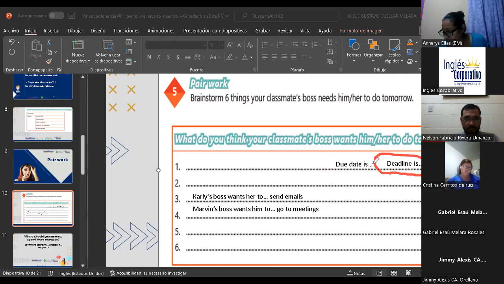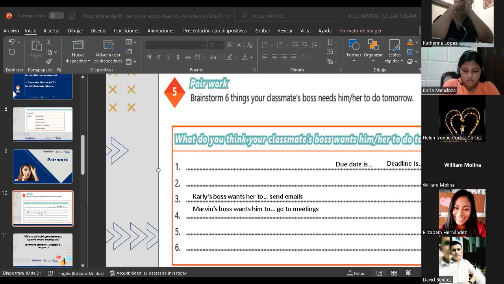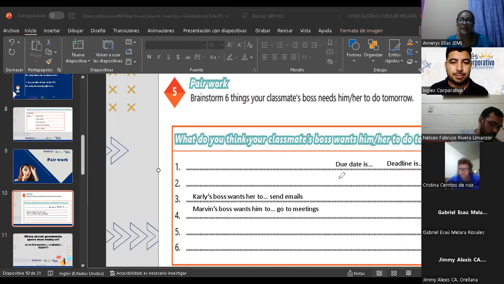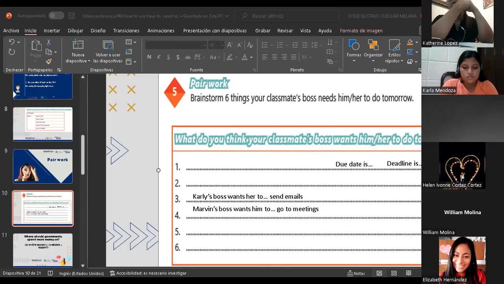Cuando tenemos esta frase, deadline, significa que la fecha límite es, por ejemplo, the due date, ¿verdad? Due date is on Friday 12. El viernes 12, okay? Or deadline, the deadline is Friday 19, el viernes 19, okay? Así que para eso sirven estas phrases. For example, Carly's boss wants her to send emails and the due date is on Friday 12, que la fecha límite es el viernes 12, okay?